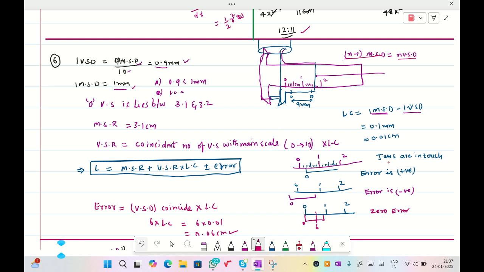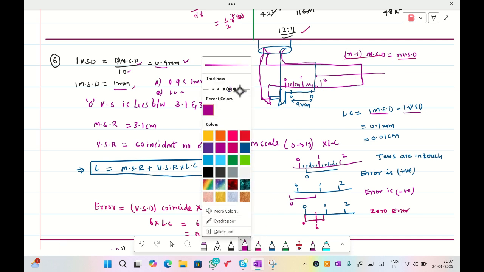For that, we will use the error formula. Initially we have to check without keeping the object between the jaws. You have to close the two jaws, the vernier jaw and the main scale jaw, so that they touch. Then if zero and zero coincide, it means zero error. So it will give no error.